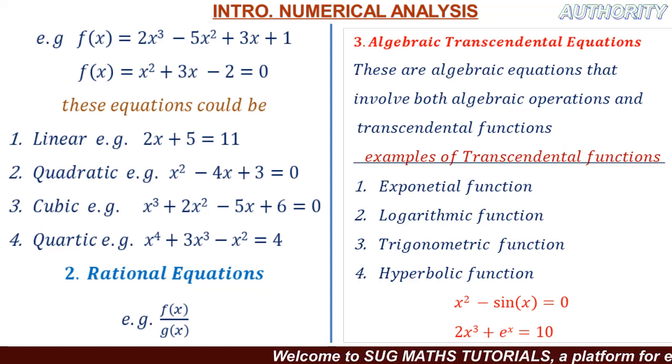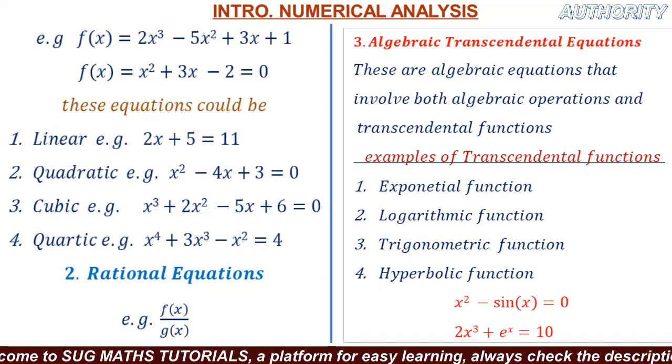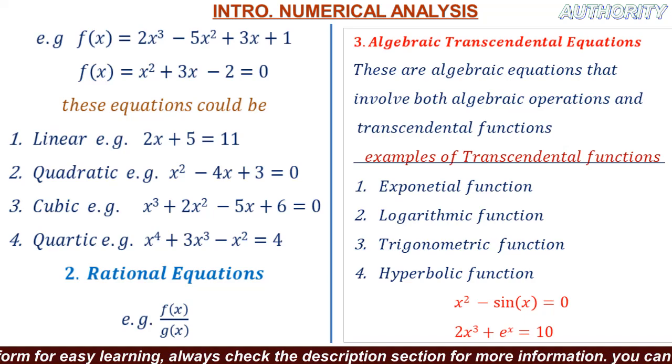Another one, you may have something like 2x cubed plus exponential x. Exponential x is an exponential function. So this is what we call algebraic transcendental equations. Now we have just mentioned the two types of equation: algebraic equation and transcendental equation. Under algebraic equations we have three types: polynomial, rational, and algebraic transcendental equations. Now this is all for algebraic equations.